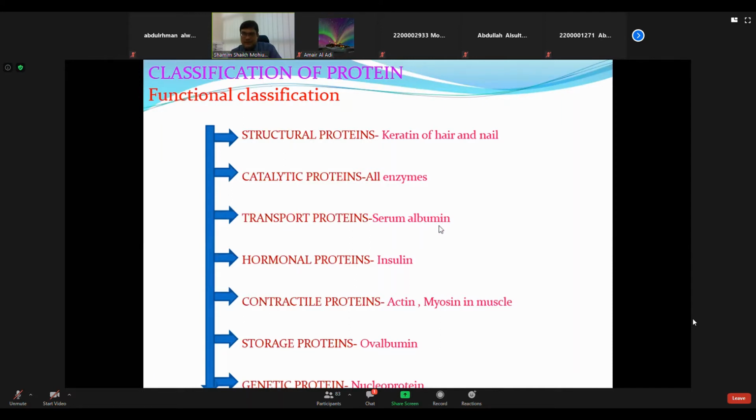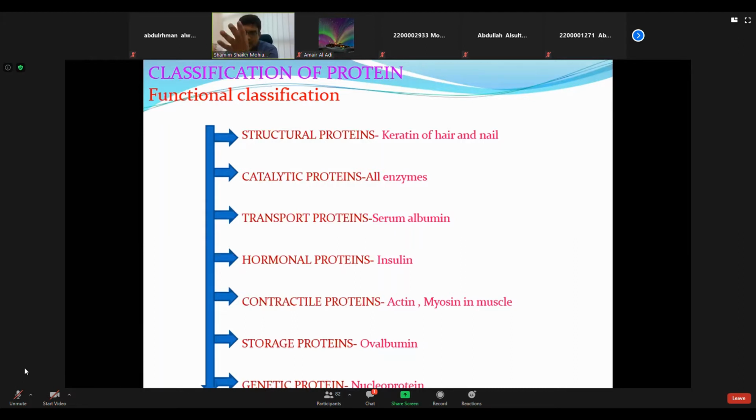Now what is the function of albumin? It makes transport of those particular substances which cannot mix with the blood. Am I clear? Which cannot mix with the blood. Like blood, it is a watery medium.